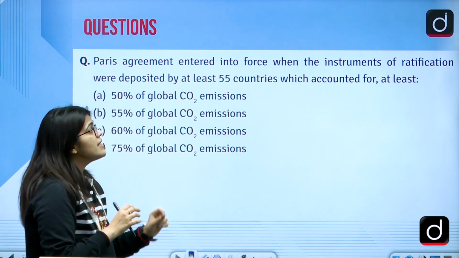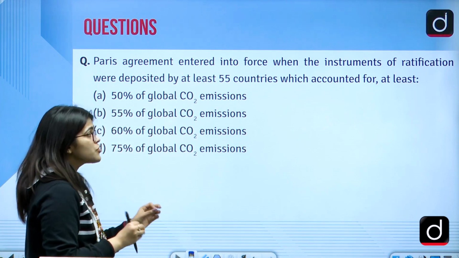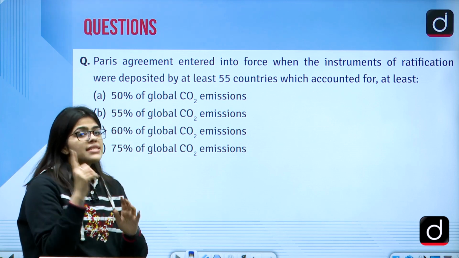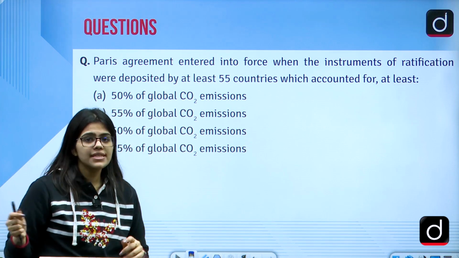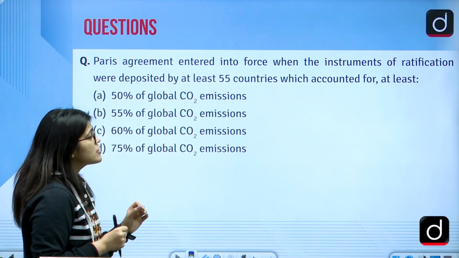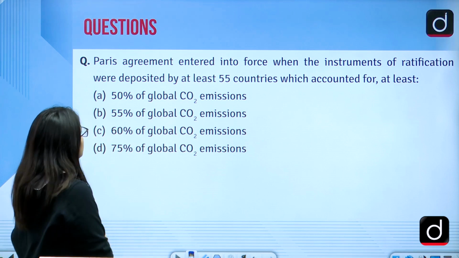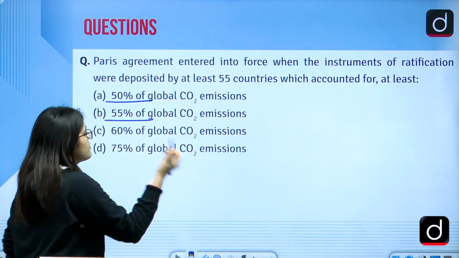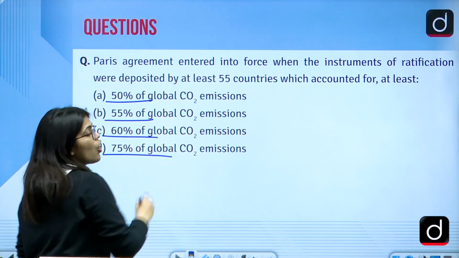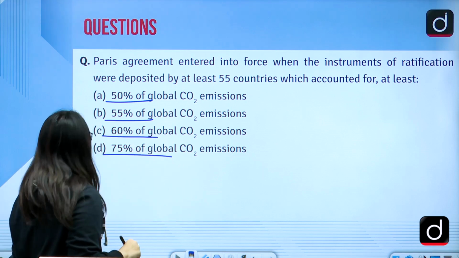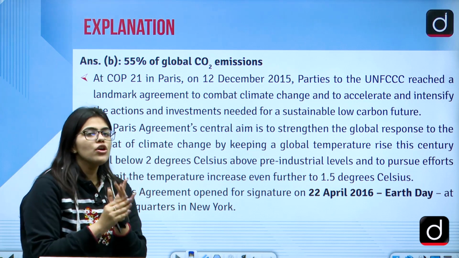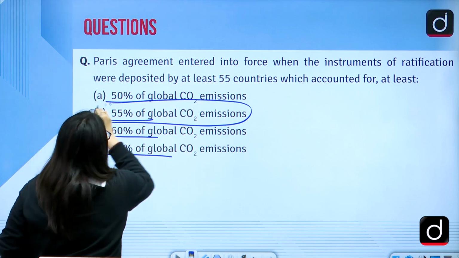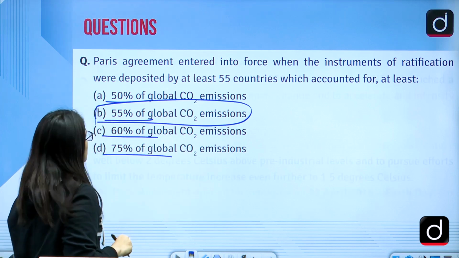The Paris Agreement entered into force when the instruments of ratification were deposited by at least 55 countries that were part of the UNFCCC. We discussed it, and they also said that they would do what? They would reduce the CO2 emission to 50%, 55%, 60% or 75%. So let us see the correct answer. The correct answer, we all know, is 55% of the global CO2 emissions.